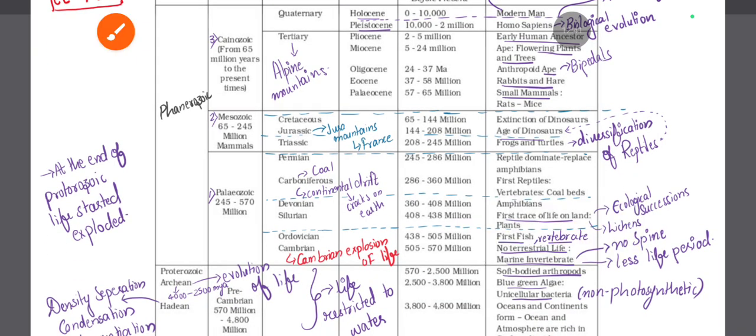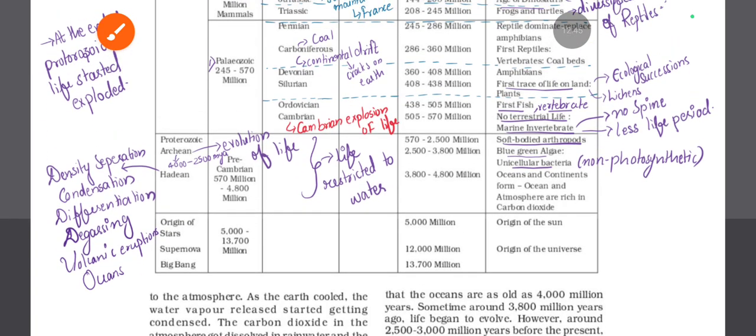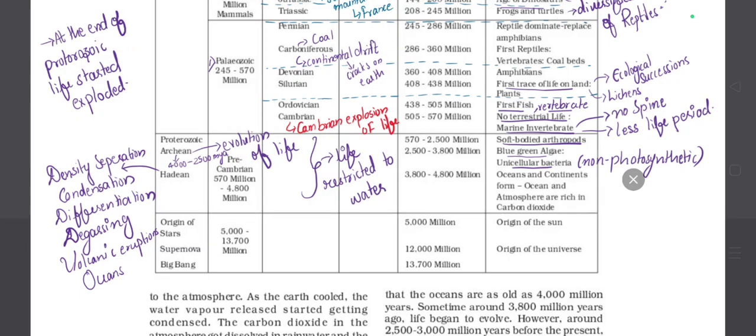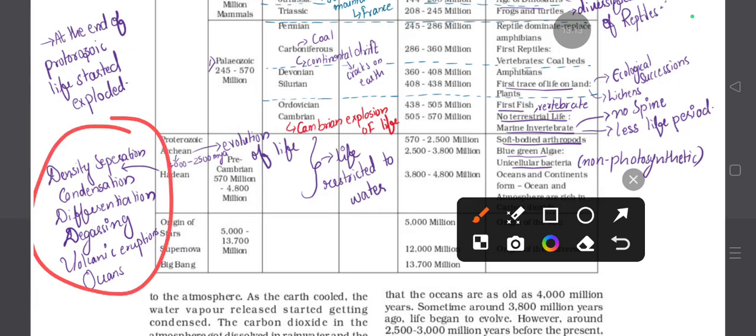Before that, let's go back to the Hadean eon. What are the different events that took place in the Hadean eon? We have read about density separation, condensation, differentiation, degassing, volcanic eruptions and the formation of the oceans. All of these events which we studied in the evolution of the earth happened in the Hadean eon itself. So the Hadean eon consists of most of the activities like ocean formation, volcanic eruptions, degassing, differentiation, condensation and density separation.